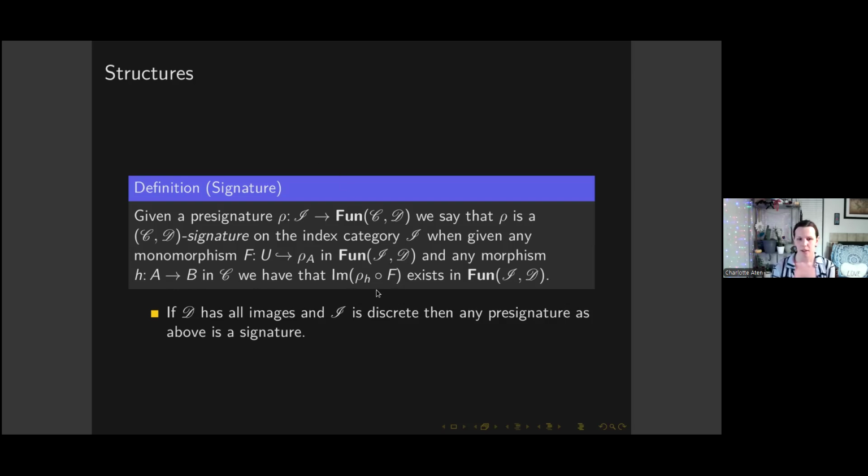But if the image of this composite of this extraction functor, or this curried thing at H, composed with the monomorphism F that's representing your subobject, exists in all possible cases, then I'm going to say that that functor rho is a signature. These are the ones that do the thing that you would expect. In other words, you can move things forward through morphisms from the original category C. So you can take images in the sense that you would expect to be able to.